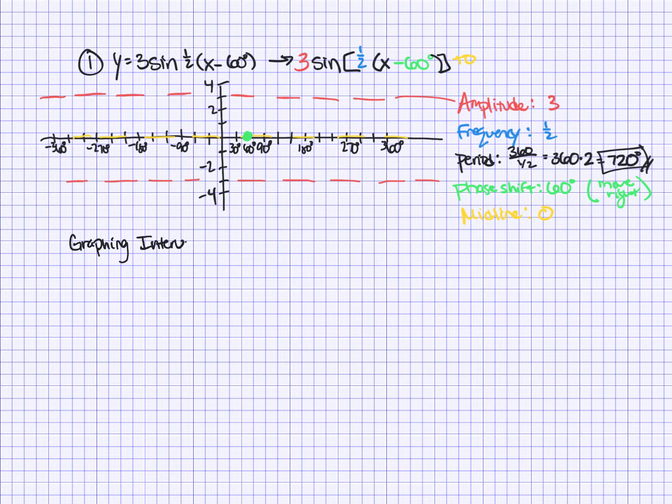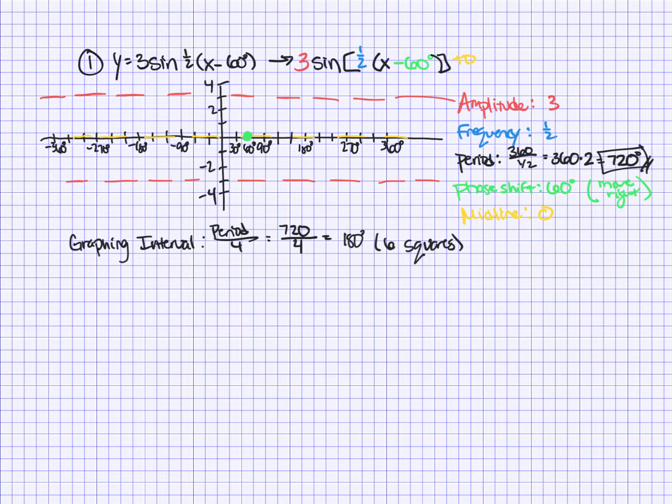So for my graphing interval, it tells me how far apart I should put all my points, and that's going to be your period divided by 4. So in this case, if we do 720 divided by 4, it's divided by 4 every time, we're going to get 180 degrees. So we're going to have a point every 180 degrees, or if we take a look at this specific scaling, that's going to be 6 squares.